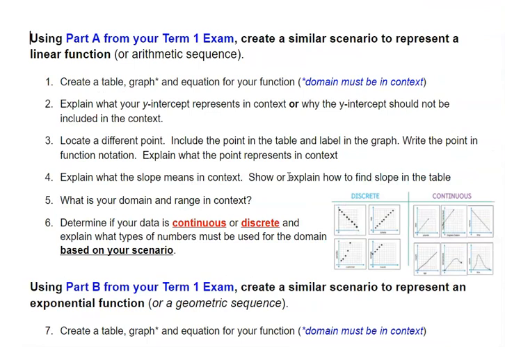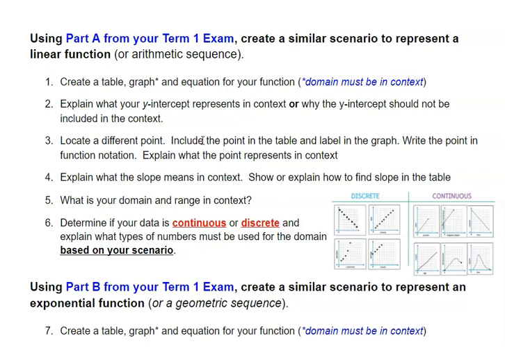You can number them if you want. Just make sure they're all answered somewhere. You will need to create a table, a graph, and an equation, and your graph should represent the domain in your context. So if there's no negative numbers in your context, there should be no negative values in your graph. So just remember that. If your y-intercept is not in your context, tell me why. If your y-intercept is in your context, then what does it mean? What does it represent in the problem?